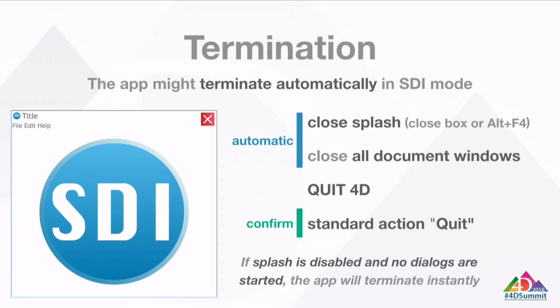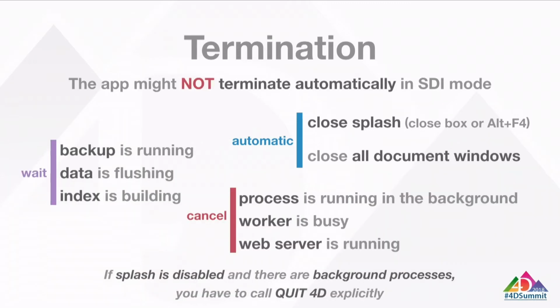Also, if all windows are closed, so there are no more running dialogues, then again, this specifically applies when the splash window is not used, when all document windows are closed, then the application will automatically terminate. Which brings us to this next slide: your app may not terminate automatically if the conditions that would trigger the automatic termination process are not met.